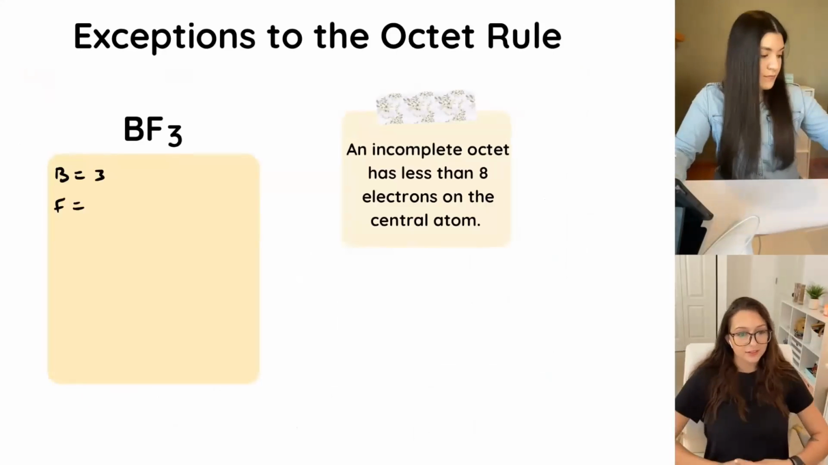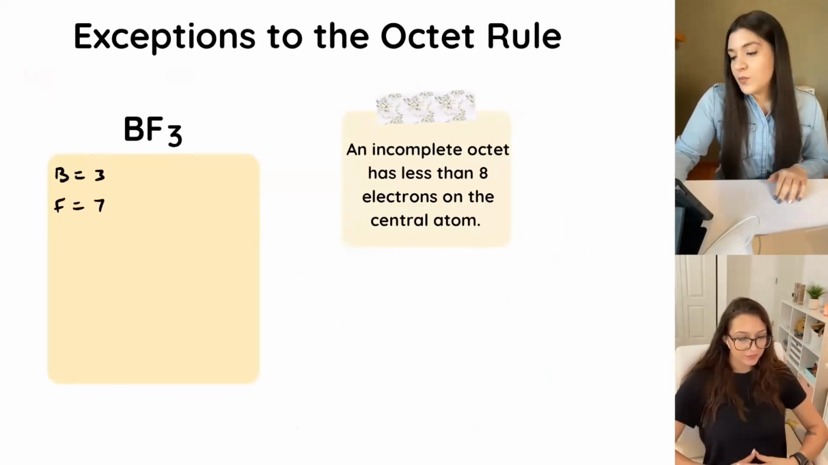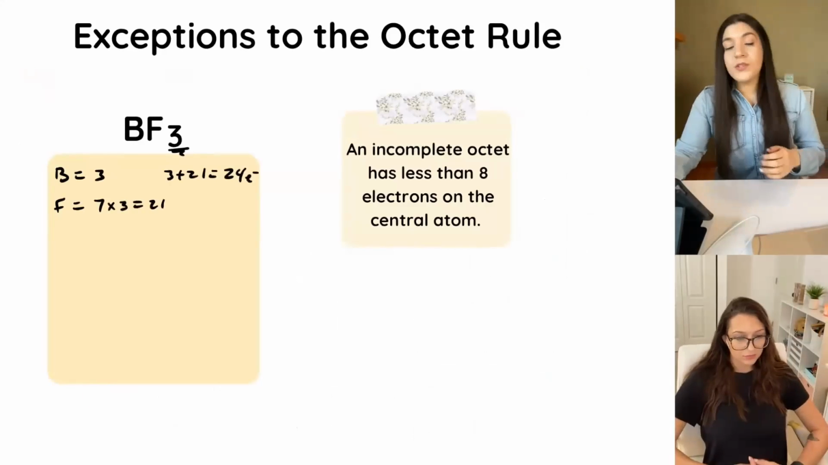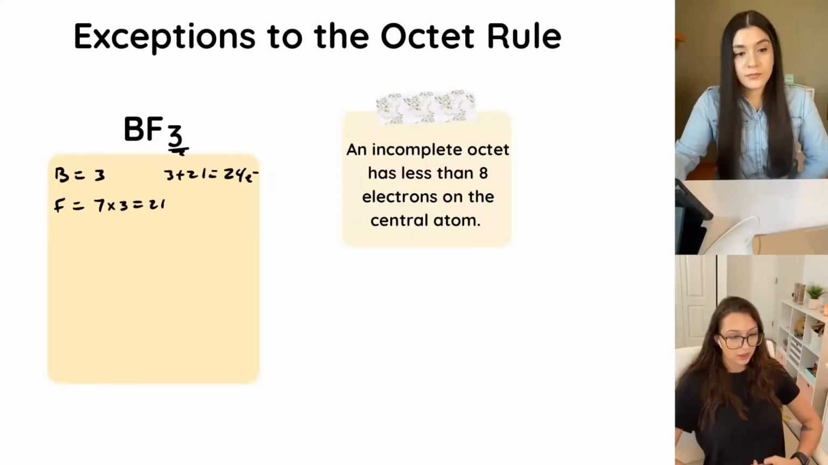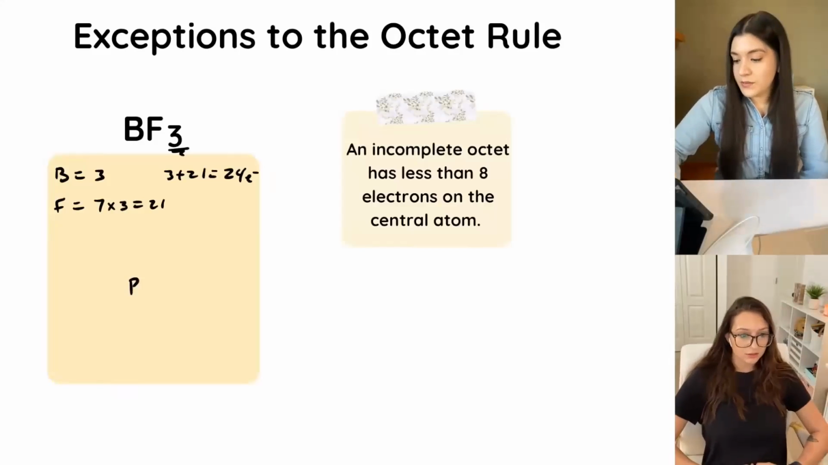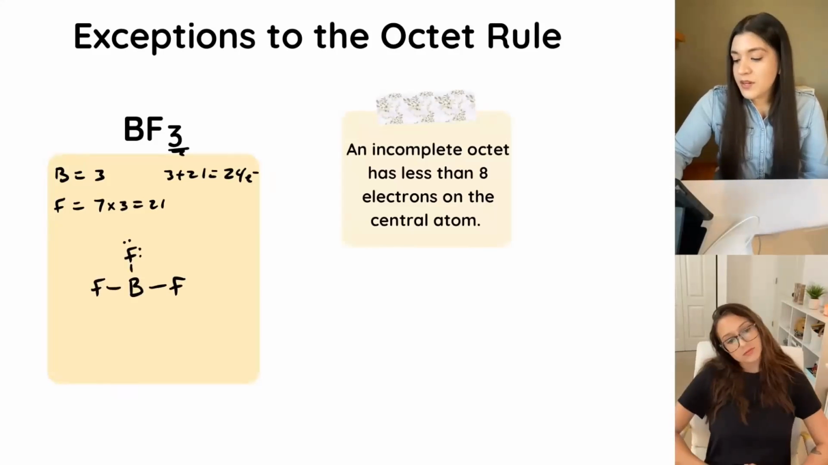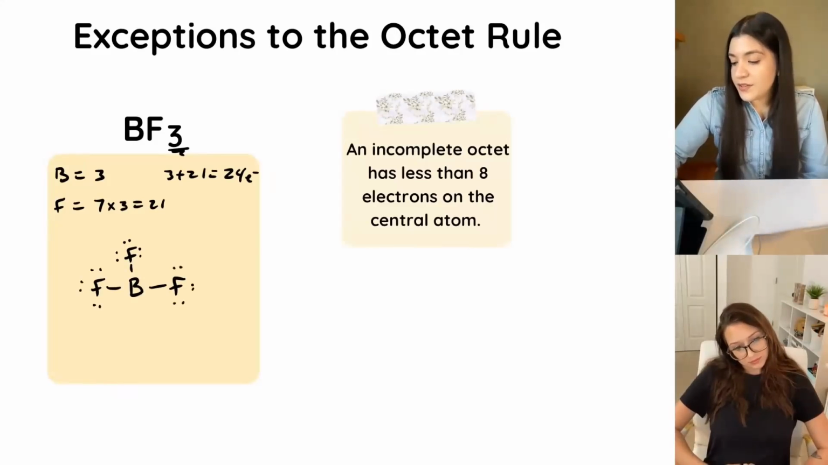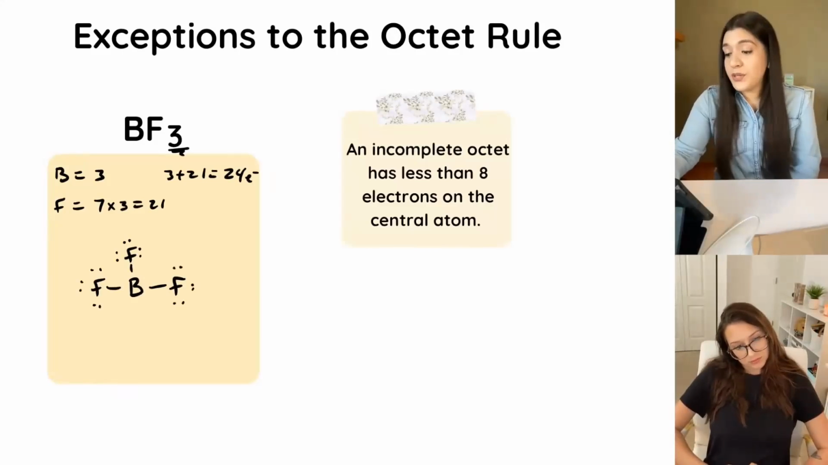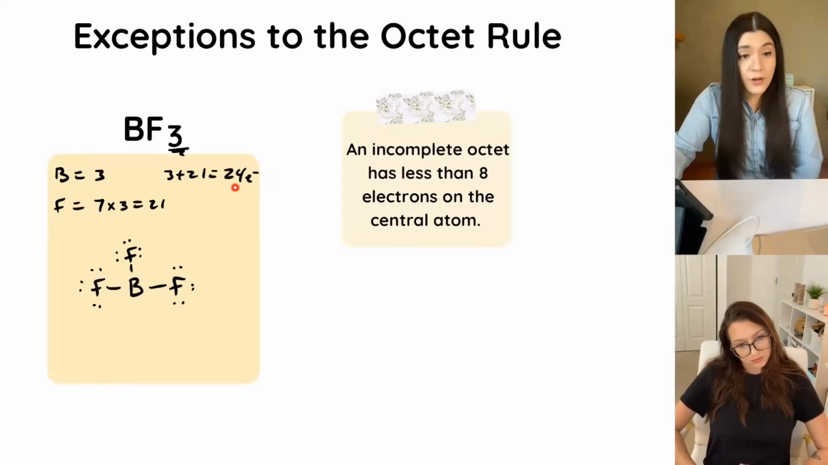7. Perfect. So 7, I'm going to multiply this by 3 because there's 3 of them. So 3 plus 21 gives us 24 electrons. What's our central atom? Boron. Perfect. I'm going to surround this by 3 fluorines, putting in our single bonds and the lone pairs, knowing that halogens will always have those 3 lone pairs. And then I'm just going to double check that I do have 24 electrons.